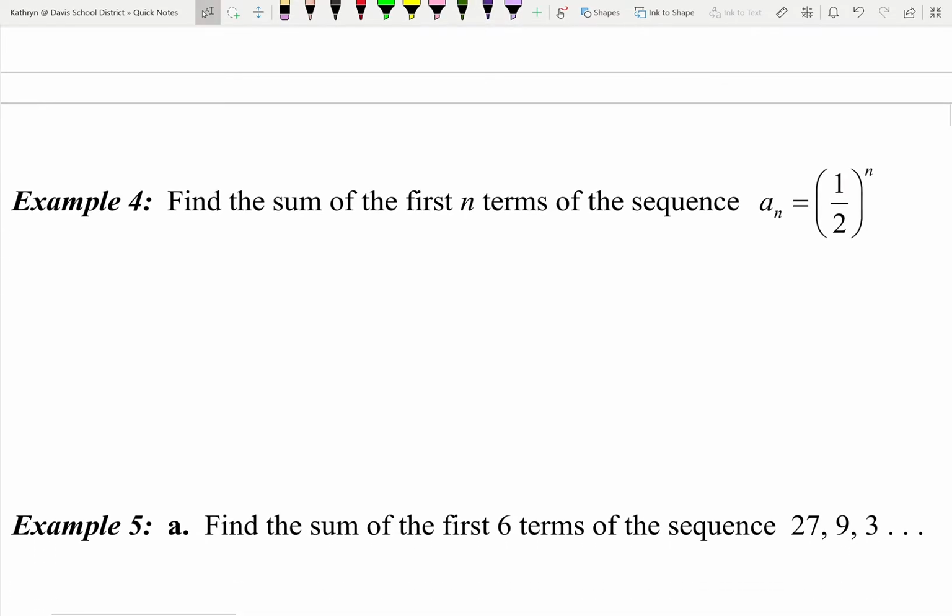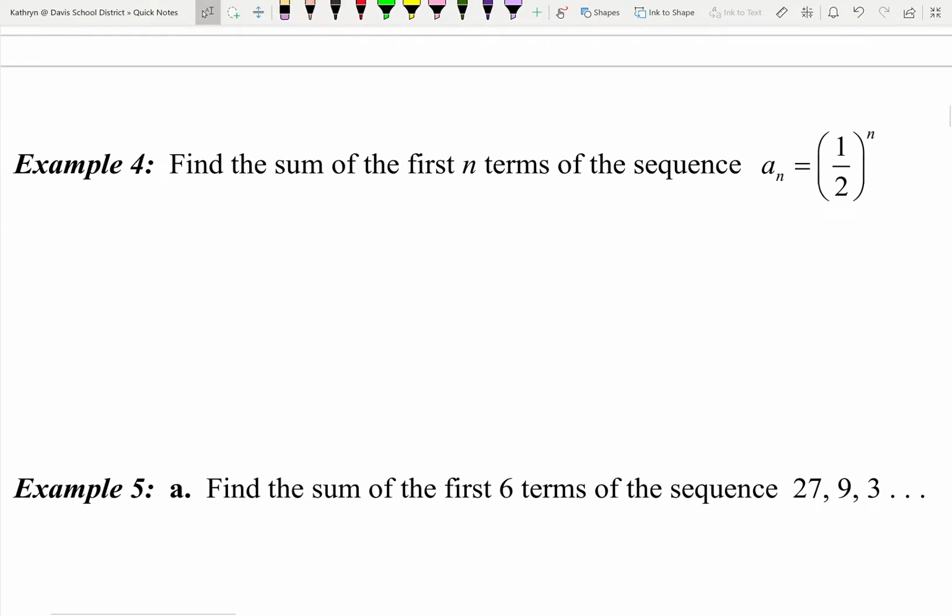Find the sum of the first n terms in this sequence. Okay? Well, I need to know what a is, I need to know what r is, and I need to know what n is. So a is the first term, which I don't know yet. R I don't know yet. And n, do you see how it says n terms right here? Let's highlight that and let's write down again that we're going to have an n in my answer.